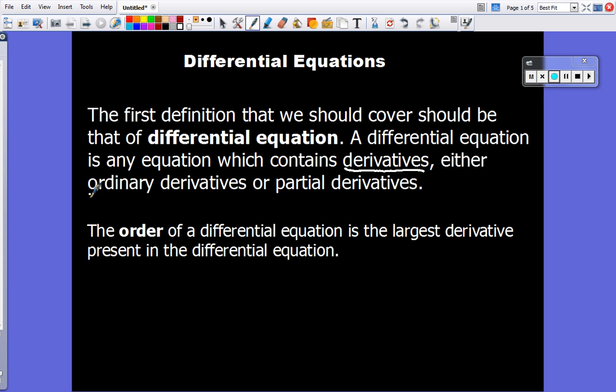either ordinary derivatives, which we're going to be dealing with, or partial derivatives. Partial derivatives are something you would deal with in a more advanced calculus class, maybe in college, but we're dealing with just the ordinary derivatives. Now we'll talk about the order of differential equations, and that order is just the largest derivative present in a differential equation, and you'll see that.